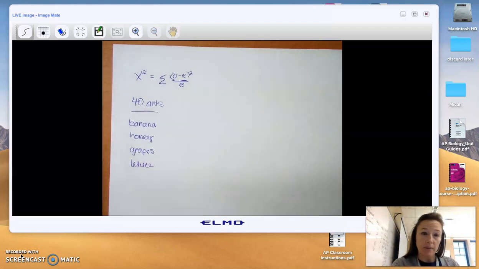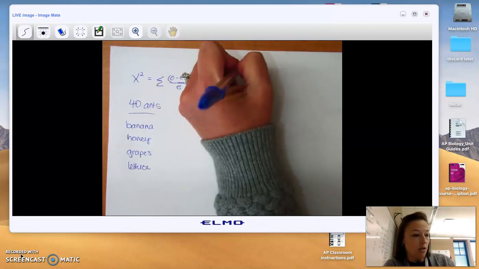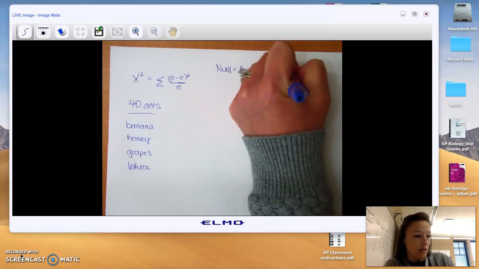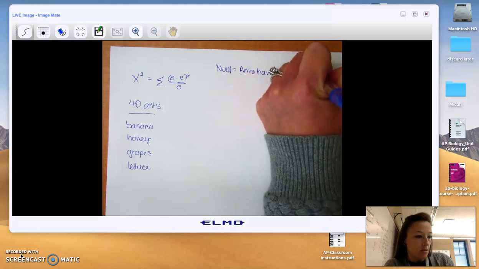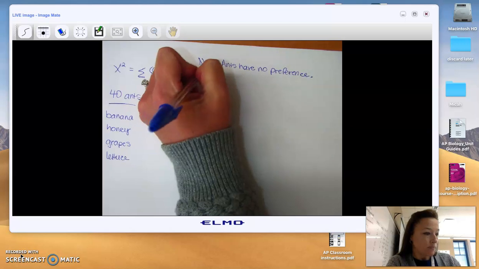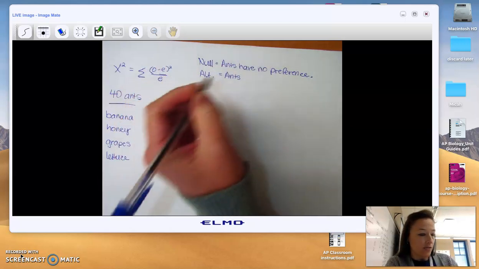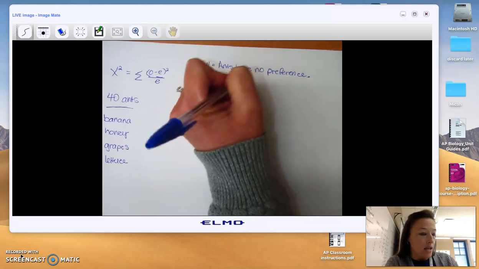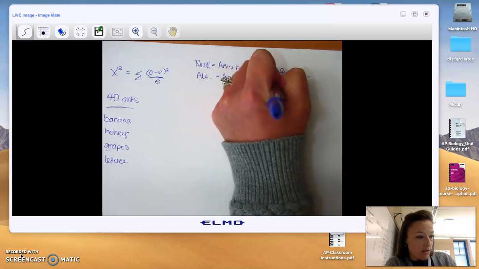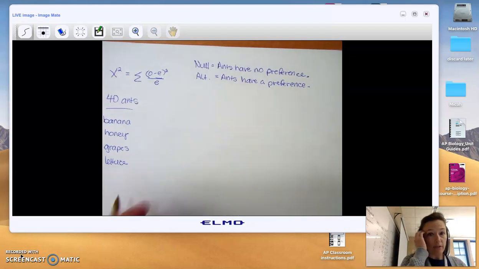Well, before we do our experiment, we want to write our hypotheses. So let's come up here and write our null. So our null is going to be that the ants have no preference of food choice. Okay, ants have no preference. They don't care. They just eat whatever. The alternative, there's actually 5 different alternatives for this one. I'm just going to write a non-directional. That is that the ants do have a preference. We may not know what that is, but we're going to say they have a preference.